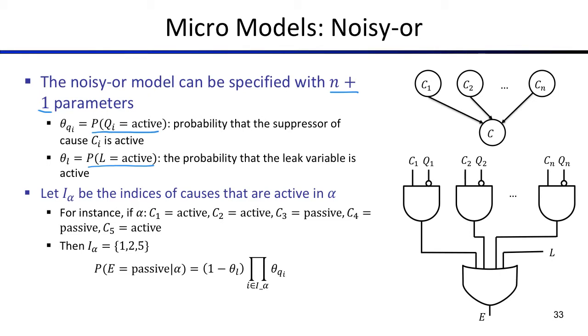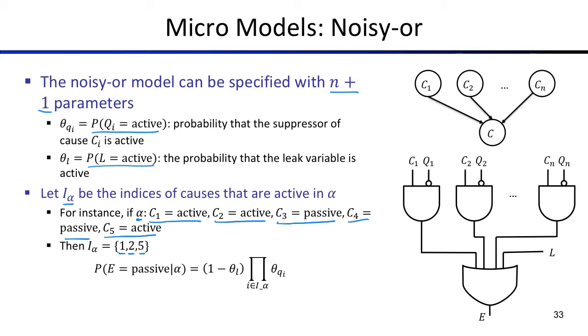So let's suppose that we have 5 parents, and we are interested in this instantiation here. So the first parent will be active, the second will be active, the third is going to be passive, the fourth is going to be passive, and the fifth is going to be active. So we'll call this instantiation alpha, and we'll call I alpha the indexes of these parents. So in this case, the index of the active parents. So in this case, the active parents are 1, 2, and 5, right?